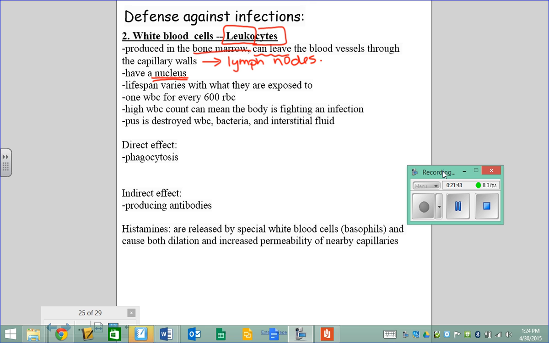Now here, I'm giving you a number, not because I want you to memorize it, but because I want you to recognize there are way more red blood cells than white. So think back to that test tube, tiny little layer of white, big, huge layer of red blood cells. If you have a high white blood cell count, and we would have mentioned this in the unit on excretion when we talked about things that could be found in someone's urine that indicate a problem, high white blood cell count usually means that you're fighting off an infection.